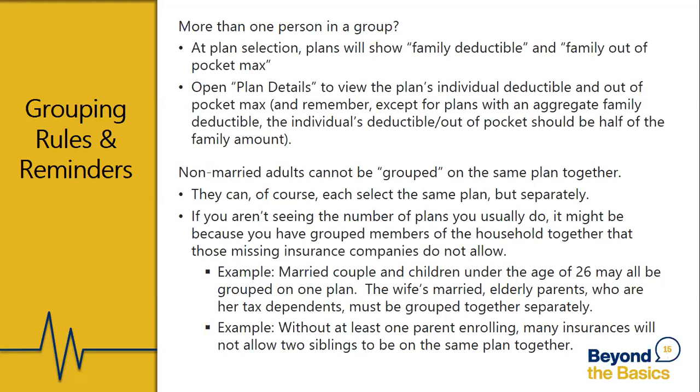Also keep in mind, for the most part, broadly speaking, the individual deductible will be half of the family deductible, except for cases where there's an aggregate family deductible. So again, the best way to double check that is to ensure you've checked the open plan details button, which I will mention in just a bit.